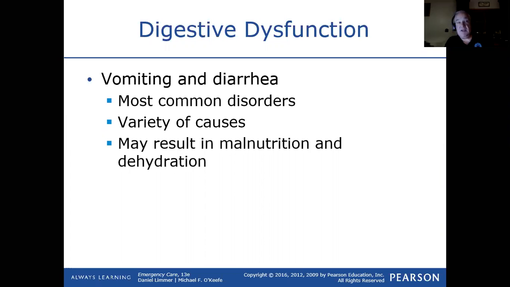So when these bacteria or viruses get into our system, the body tries to get rid of it. How does it try to get rid of it? By making you vomit and have diarrhea. And the problem is that in getting rid of it, you're losing so much fluid that you get dehydrated.